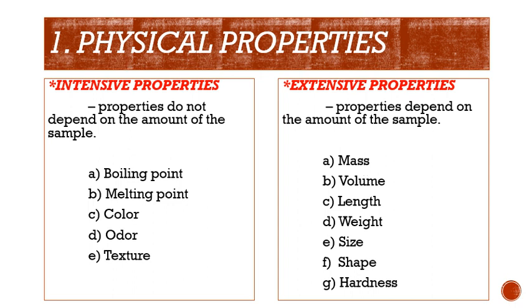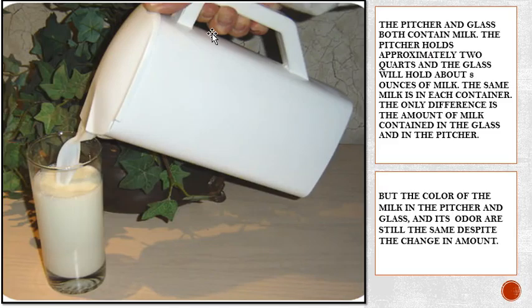And for example, we have this pitcher of milk, and then we have a glass. So the pitcher and the glass both contain milk. Tama? So the pitcher has milk, and then the glass has milk. The pitcher holds approximately 2 quarts, and the glass will hold about 8 ounces of milk. The same milk is in each container.